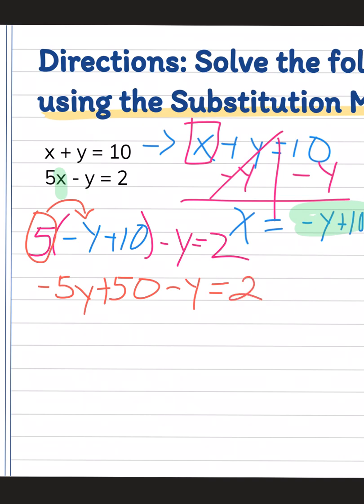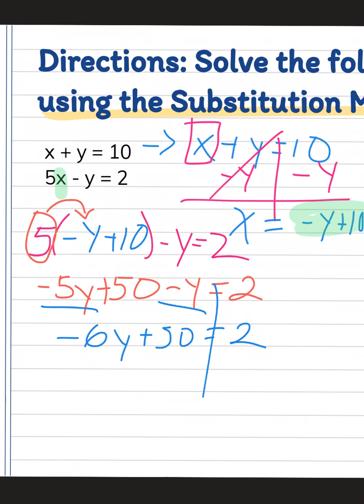Let's clean up the left-hand side. So negative 5y minus y is what number? Negative 6y plus 50 equals 2. Because I combine the negative 5y with the negative y. Negative 5 minus 1.